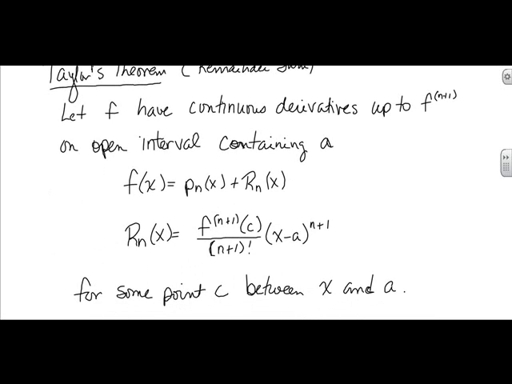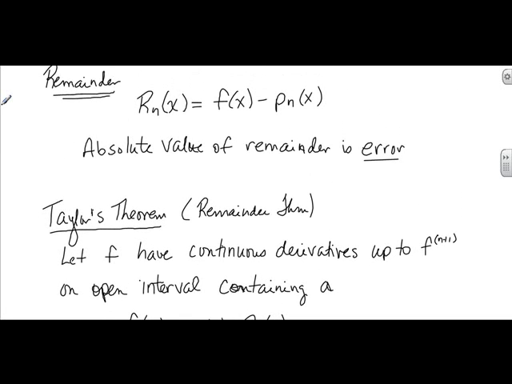So we have Taylor's theorem, which is sometimes called the remainder theorem. Let me back up for a second. The important thing about the remainder is the remainder increases in magnitude. In other words, it gets larger as you move away from the center of the polynomial. So if you've got a polynomial centered at a, the farther you get away from that value a, the larger the remainder is going to be, and the larger the amount of error would be.